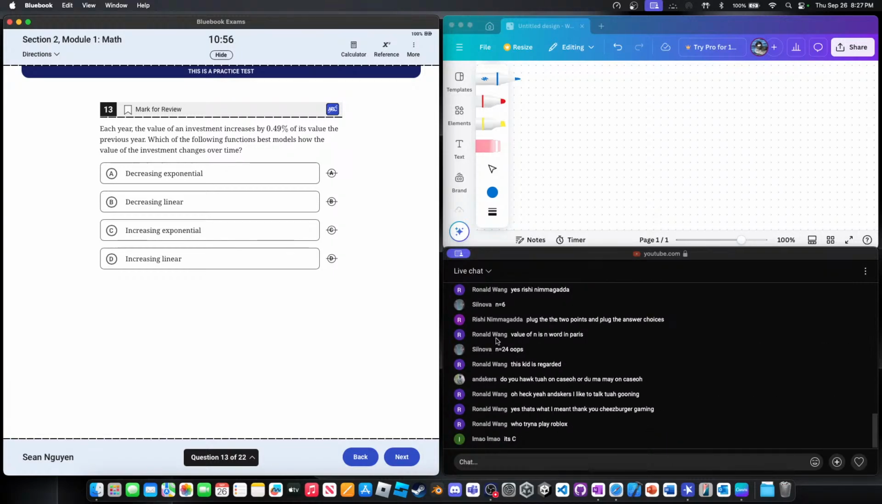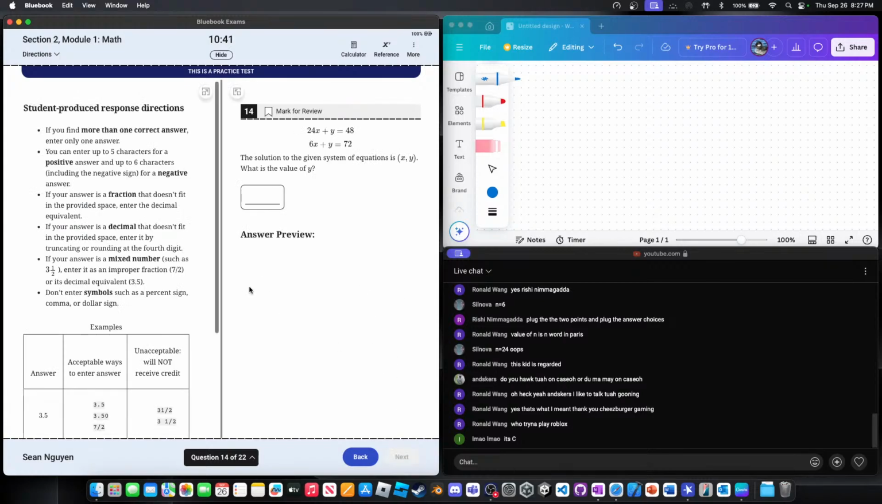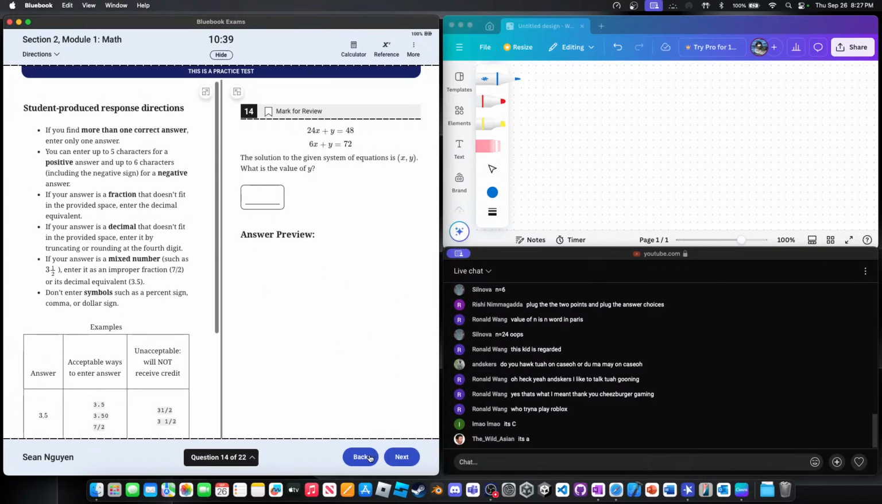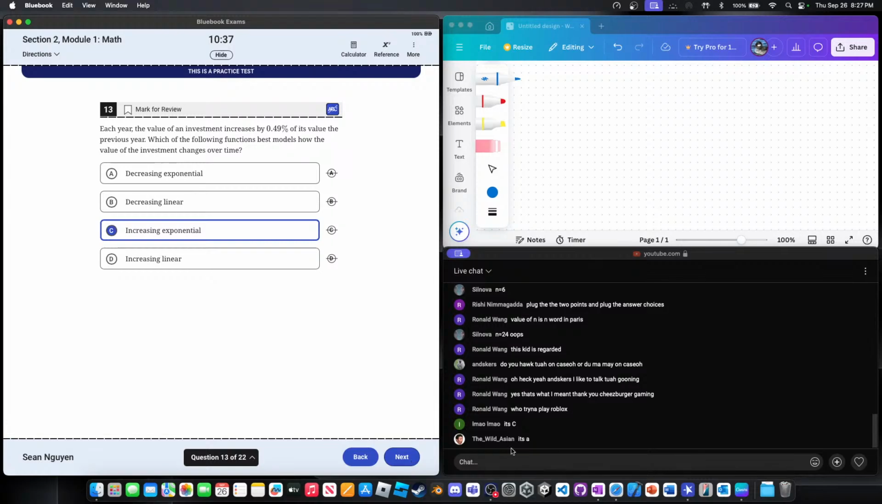Hold on. Increasing. Okay, which of the following functions best models how the value of the investment changes over time? I'm spending way too long on this question, guys. You're right. Yeah, it's gonna be an increasing exponential. Okay. A. No, it's not A.